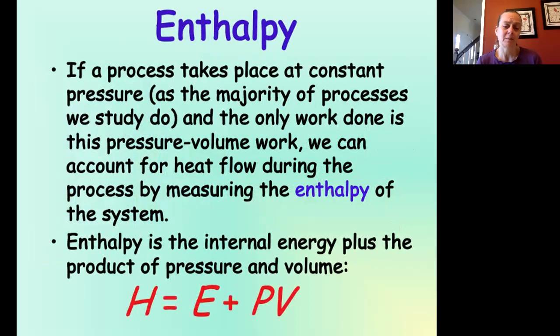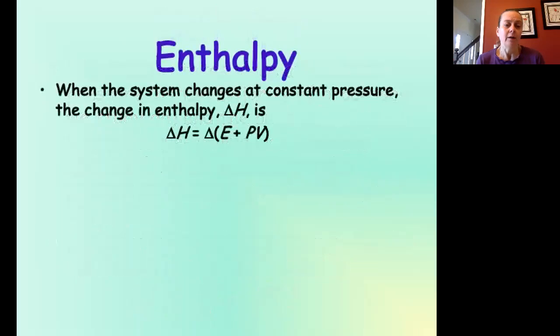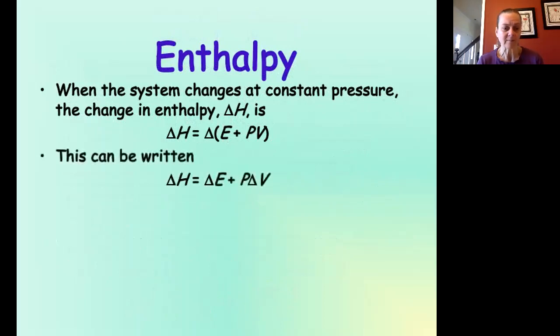So if we take this same equation, we know that enthalpy, H, is equal to the internal energy plus pressure times volume. If the system changes at constant pressure, then the change in enthalpy is the change in energy plus pressure times the change in volume, which we can write this way: delta H equals delta E plus P delta V.